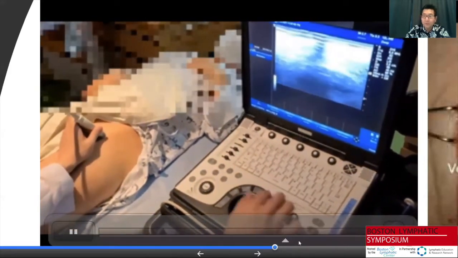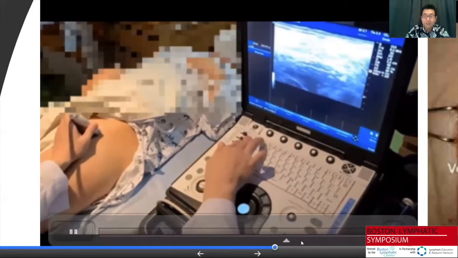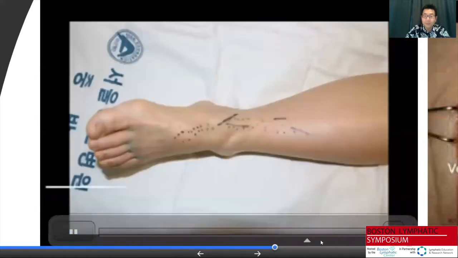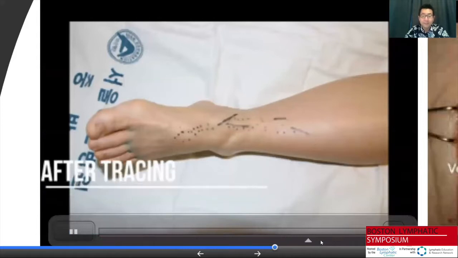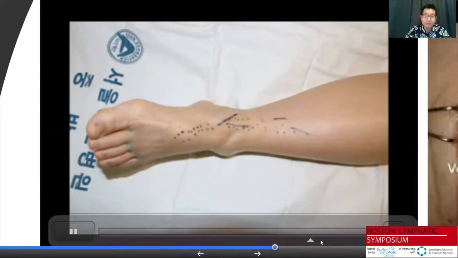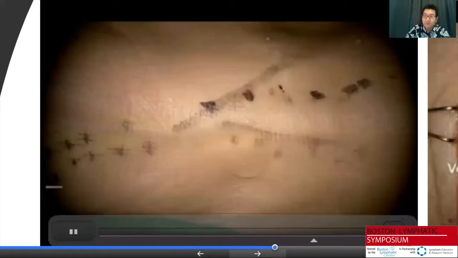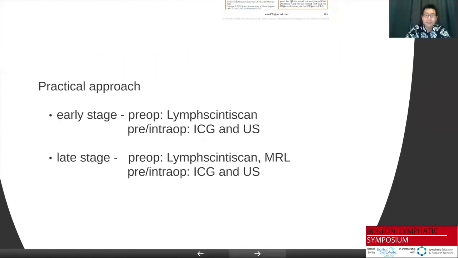We also like to use the ultrasound to probe the lymph node in case we could do a lymph node to vein anastomosis. Once we've done that, you can see that this is the actual marking. The dotted lines are the lymphatic vessels, and the straight lines are the veins, and you could see the branches coming out. And this is how we use the ultrasound to identify the target lymphatic vessel as well as the vein.